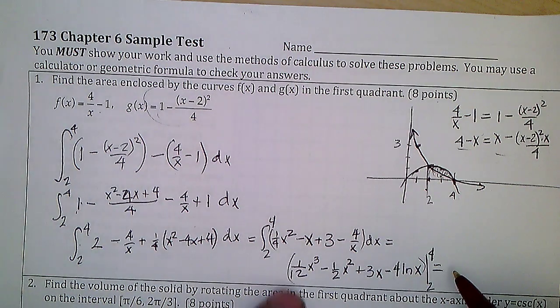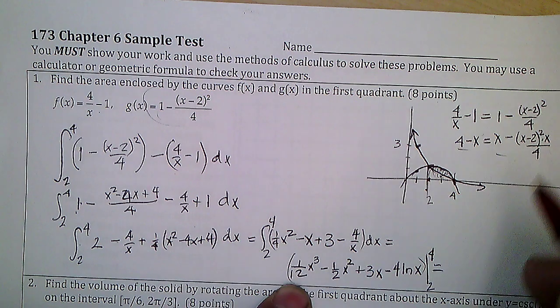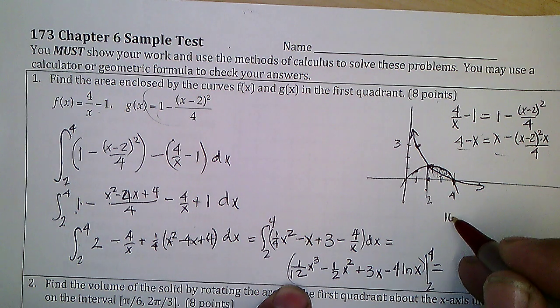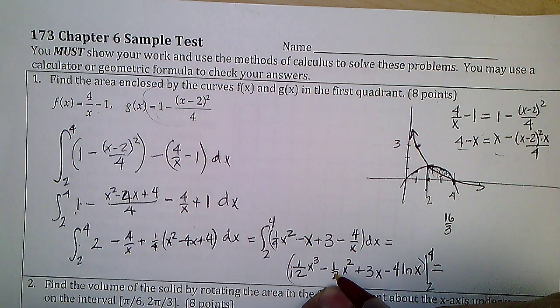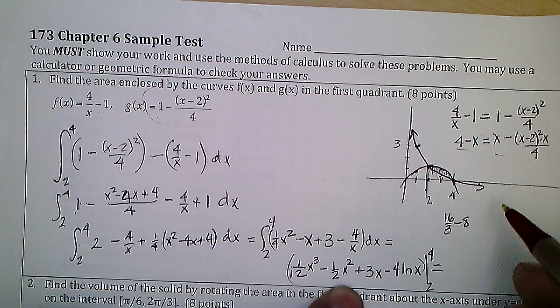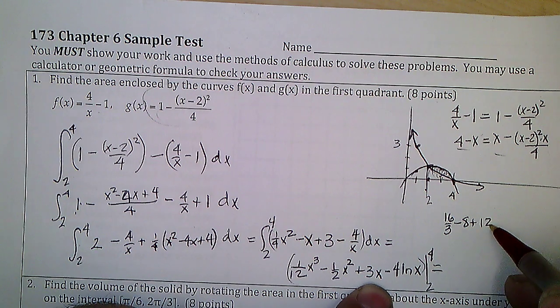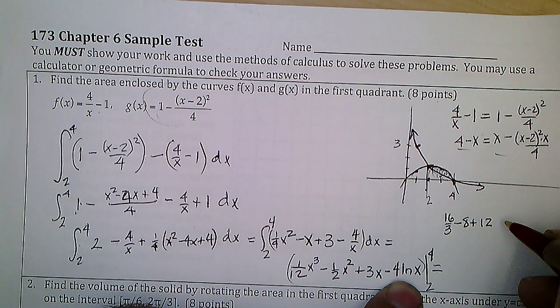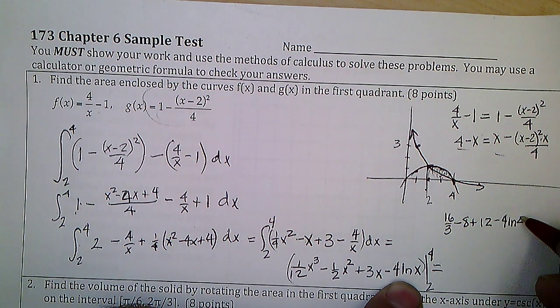So from this, we're going to get, see, 4 times 4 is 16. Another 4 cancel, we'll have 16 thirds. 16 divided by 2 is minus 8 plus 12 minus 4 ln 4.